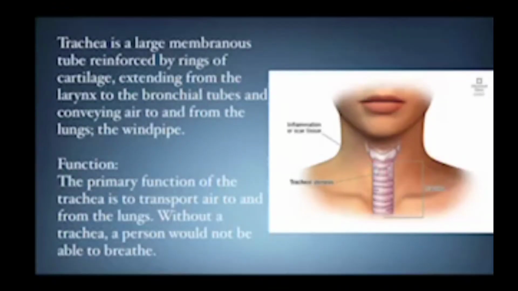Trachea is a large membranous tube reinforced by rings of cartilage extending from the larynx to the bronchial tubes and conveying air to and from the lungs, the windpipe. Function of trachea. The primary function of trachea is to transport air to and from the lungs. Without a trachea, a person would not be able to breathe.